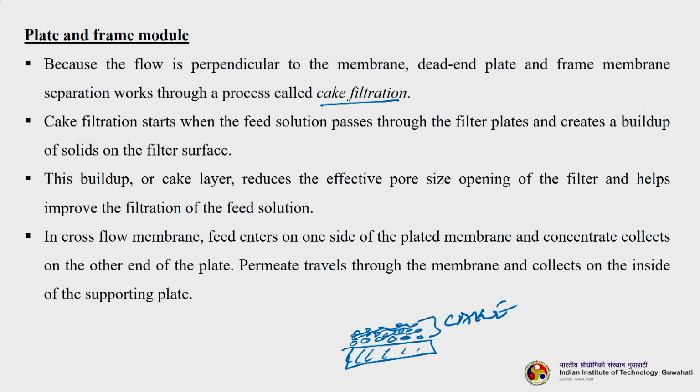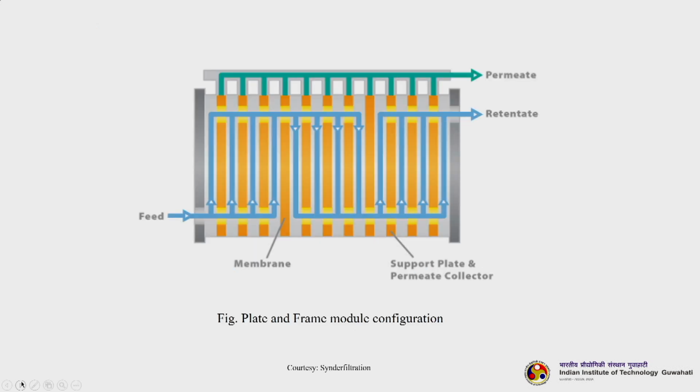In cross flow membrane, feed enters on one side of the plate and frame membrane and concentrate gets collected on the other side of the plate. Permeate travels through the membrane and collects at the inside of the supporting plate. So, this is how a plate and frame module configuration looks like.